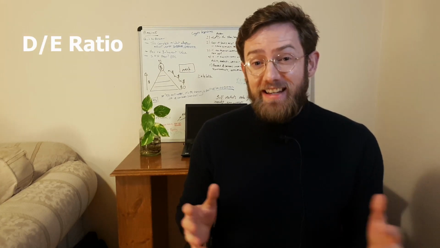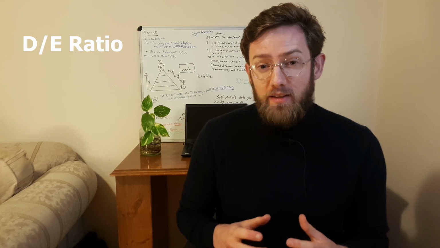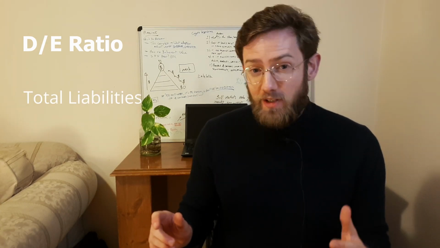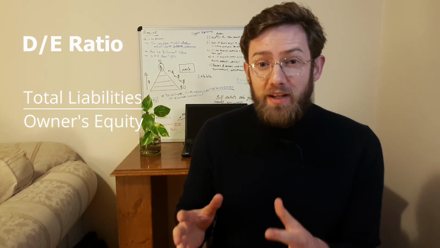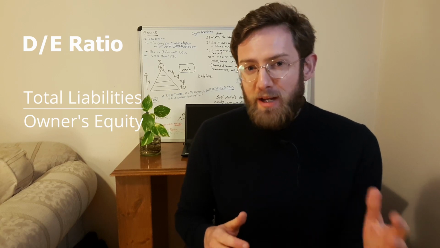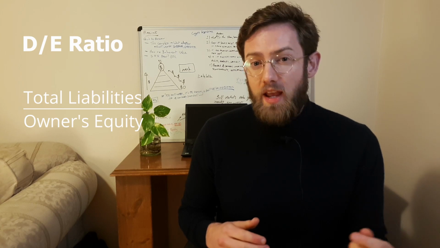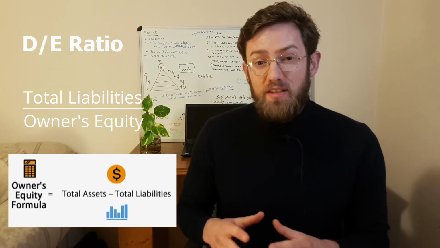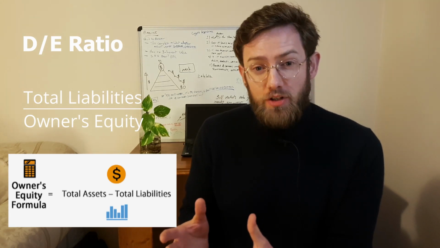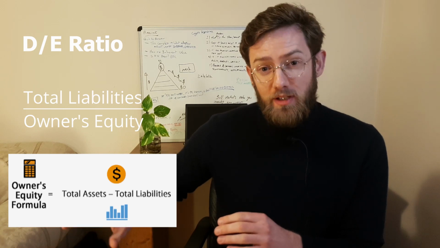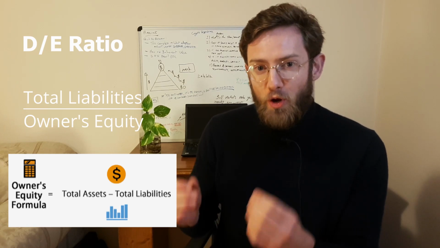Okay, so what is the debt to equity ratio? The debt to equity ratio is a ratio between the total liabilities of the company divided by the owner's equity, or the total equity of the business. If we remember back to one of my other videos where I talked about the balance sheet, the total owner's equity is equivalent to taking all of the assets of a company, selling them, so turning them into cash, paying back those liabilities, so the total asset value minus the liability value is equal to the total owner's equity value.